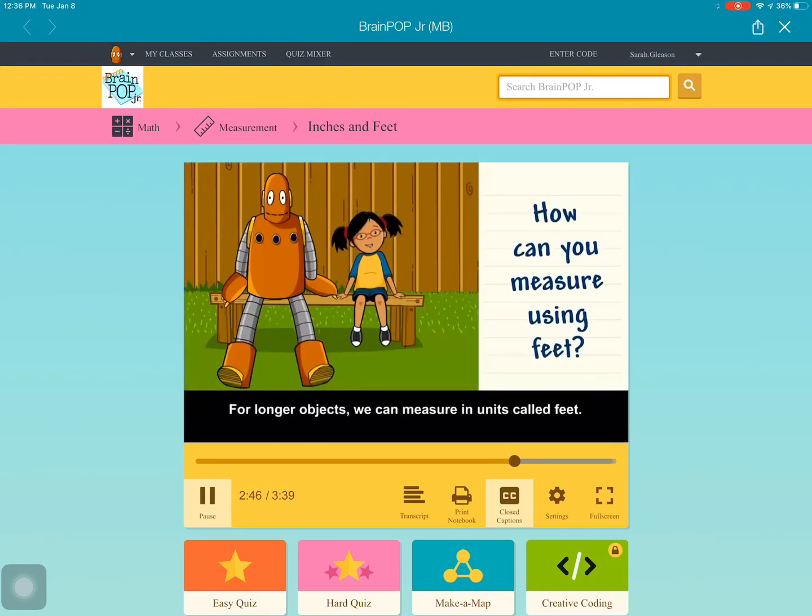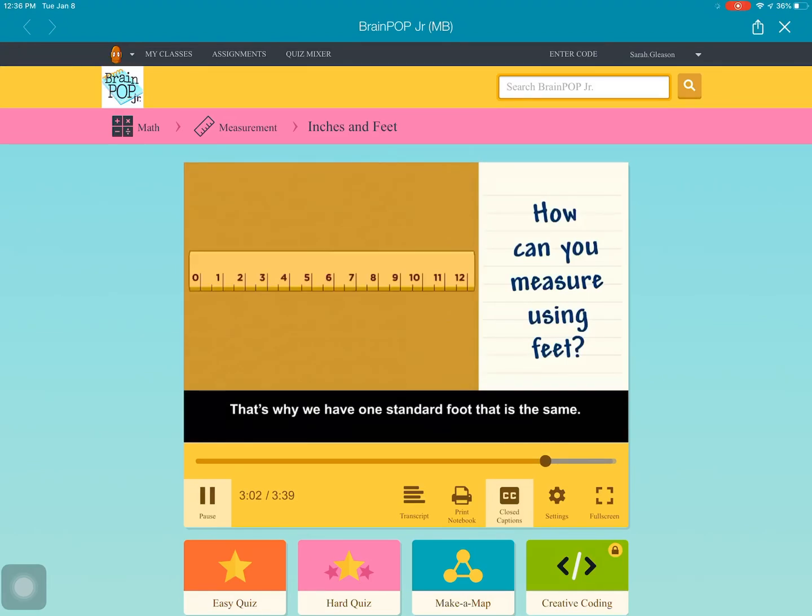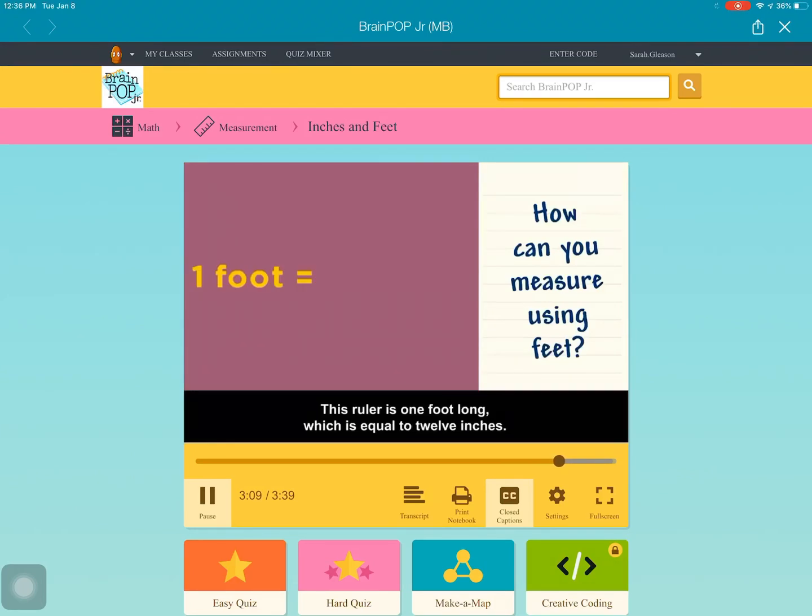For longer objects, we can measure in units called feet. Well, kind of, except we have different sizes of feet. If we measured with your foot, we'd get a different measurement than if we measured with my foot. That's why we have one standard foot that is the same, or standard unit of measurement. This ruler is 1 foot long, which is equal to 12 inches.